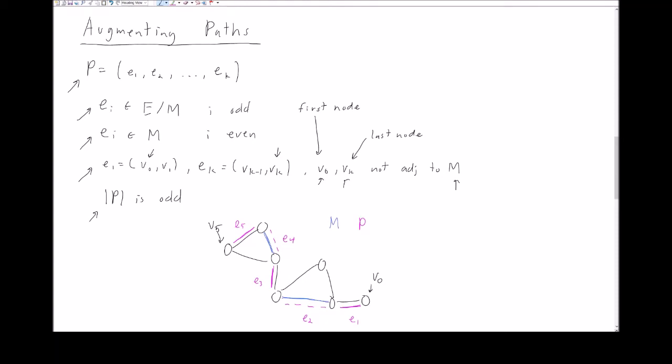Here we have an example of an augmenting path. The path P is in fuchsia. We'll note a couple of the properties. First, the odd indexed edges are non-matching edges. That is, they aren't in the matching colored in blue. All the even indexed edges are matching edges. The first node, V0, and the final node, V5, are both exposed nodes. That is, both of these nodes don't touch any edge in the matching. Finally, the number of edges in this path is odd. We have 5 edges, and so that's an odd number. Hence, the path P in fuchsia is an augmenting path.